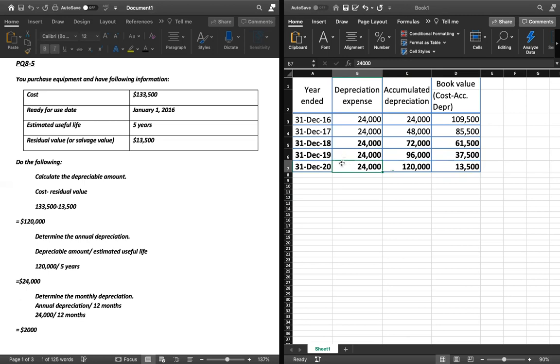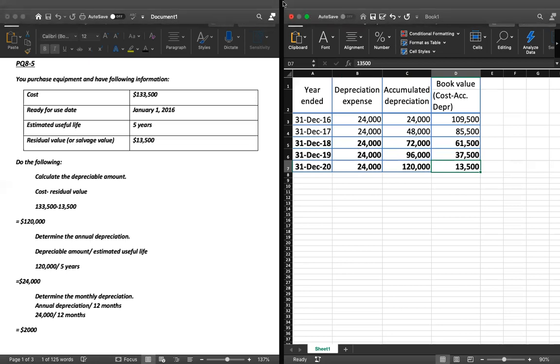And the last year, which is December 31st of 2020, January 1st of 2020 till December 31st, 2020 is one full year. So we have a depreciation expense again of $24,000, accumulated depreciation of $120,000, and a book value of $13,500. That basically completes the end of the chart that we have to do here. We will now be looking at the next step of the problem.